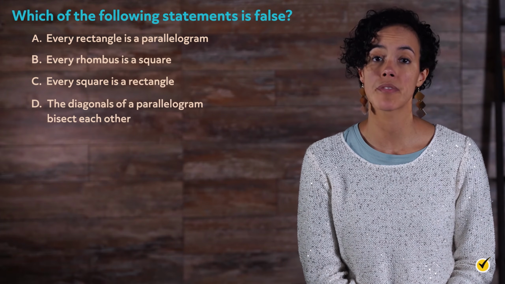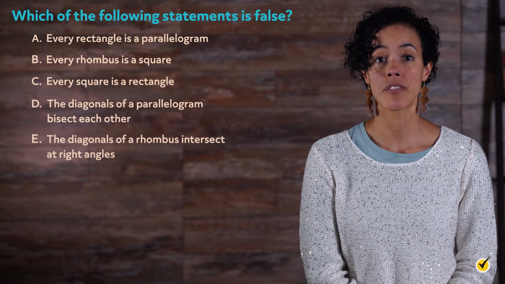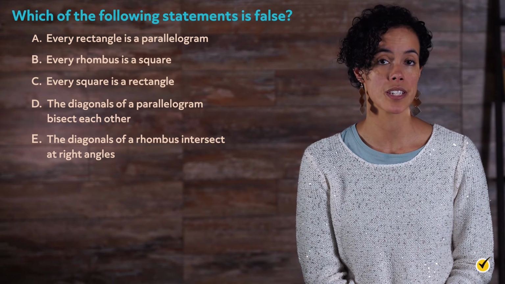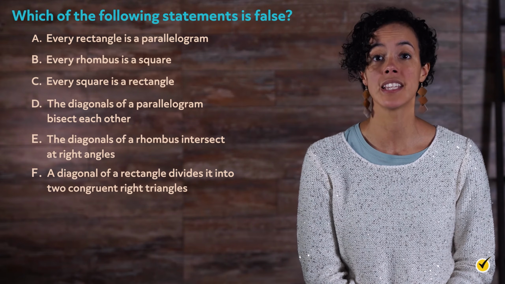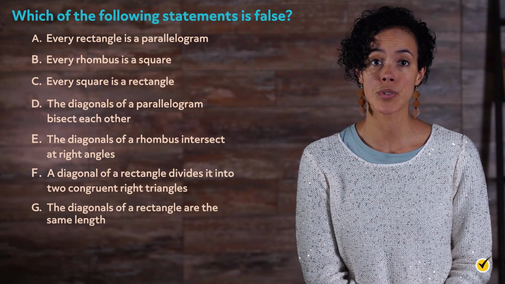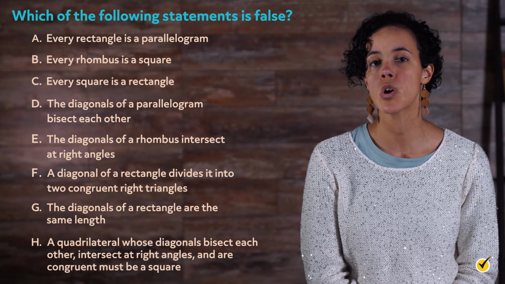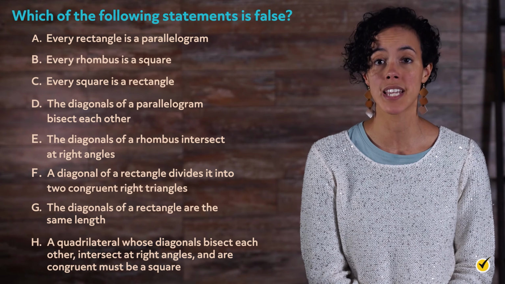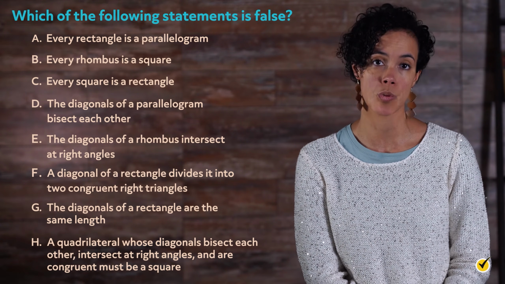D, the diagonals of a parallelogram bisect each other. E, the diagonals of a rhombus intersect at right angles. F, a diagonal of a rectangle divides it into 2 congruent right triangles. G, the diagonals of a rectangle are the same length. H, a quadrilateral whose diagonals bisect each other, intersect at right angles, and are congruent must be a square.